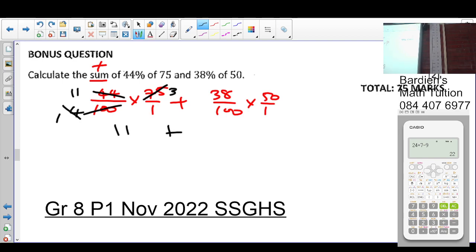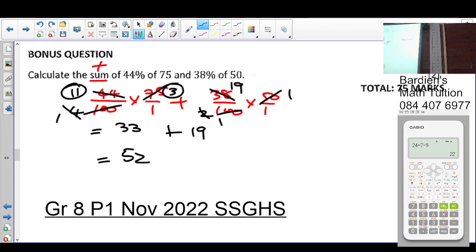So it's 11 plus... No, 33. 11 times 3. It's going to be 33 over 1, which is 33. 50 goes into 50 once, 50 goes into 100 twice, 2 going into 2 once, 2 going into 38, 19 times. You all agree with that? So 33 plus 19 is 52. Okay, and that's the answer that we're looking for there.